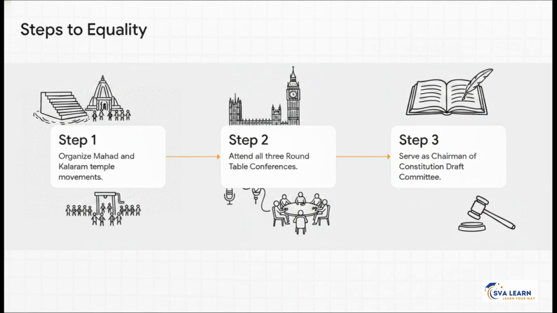He attended all 3 roundtable conferences in London to demand rights and separate electorates, famously declaring himself the true voice of the depressed classes. Finally, step 3 is the absolute pinnacle. Serving as the chairman of the Constitution Draft Committee, he ensured legal protection against the practice of untouchability, officially making it a crime.